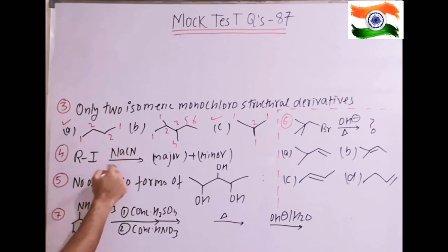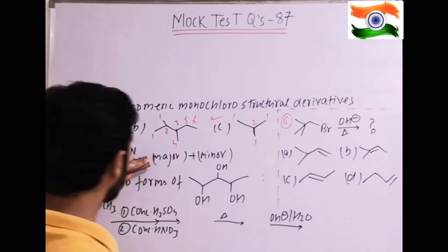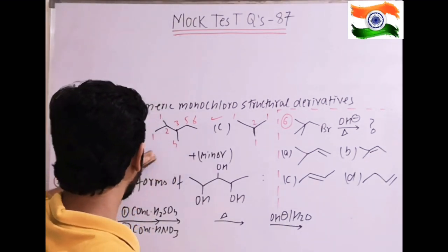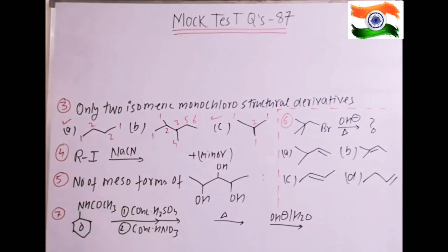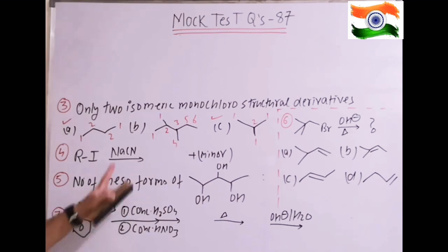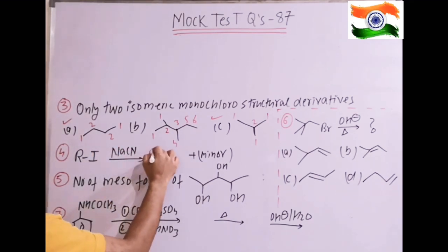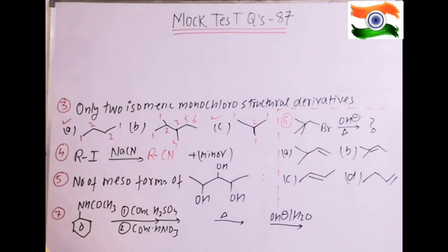Fourth question is RI with NaCN gives major plus minor product. Now identify that major product. This is a direct NCERT based reaction. In your notes also you have done that RI with NaCN, normally CN minus will attack, and in this SN2 reaction the major product formed is RCN.